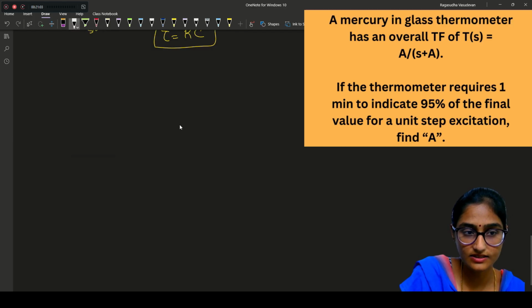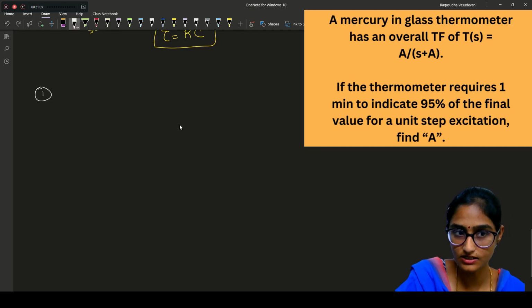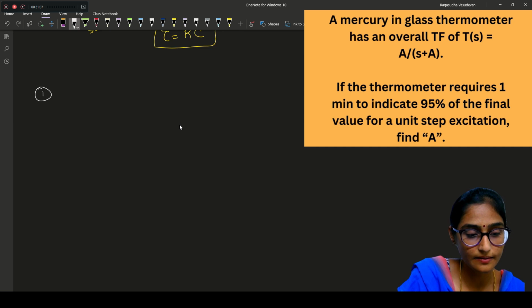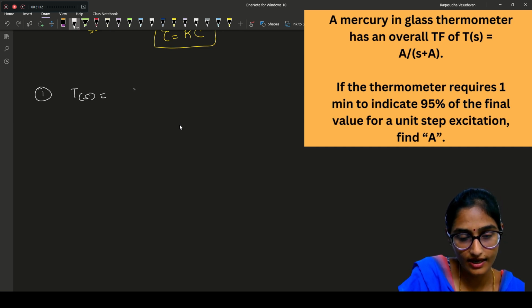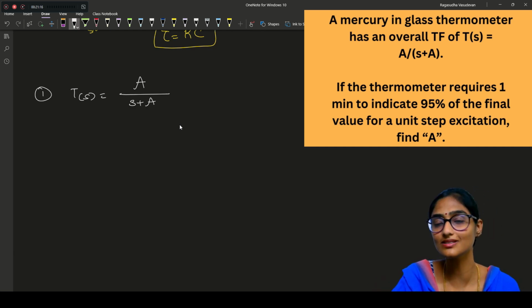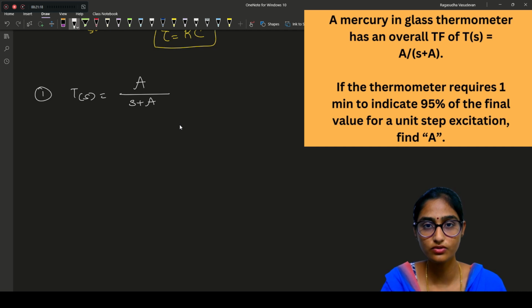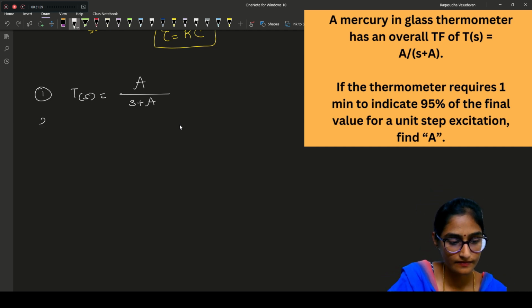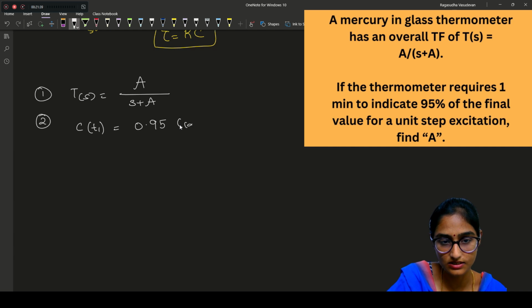It is given that this is a mercury in glass thermometer and the transfer function is A divided by s plus A. Let this A be any constant. This is just a first order system for you to understand. The next thing is c(t1). This will be 0.95 times the steady state.